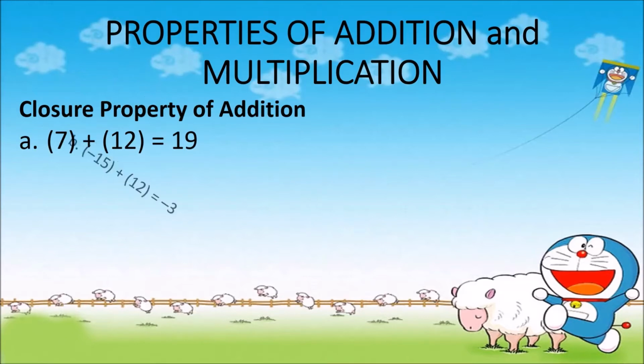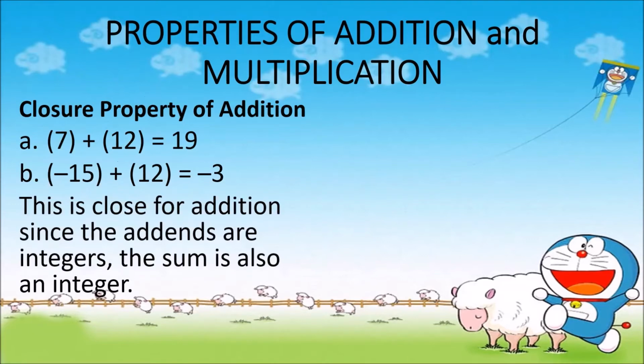Another example is negative 15 plus positive 12. The signs are not the same. Subtract. 15 minus 12 is 3, and copy the sign of 15, which is negative. So the total sum is negative 3. This is closed for addition. Since the addends are integers, the sum is also an integer. So that is closure property of addition.